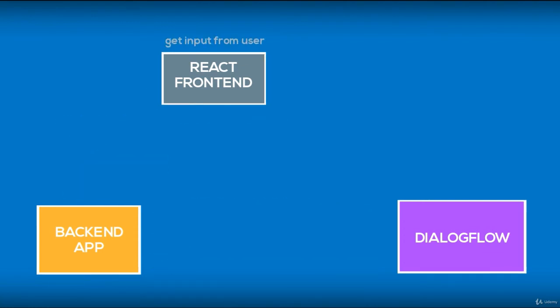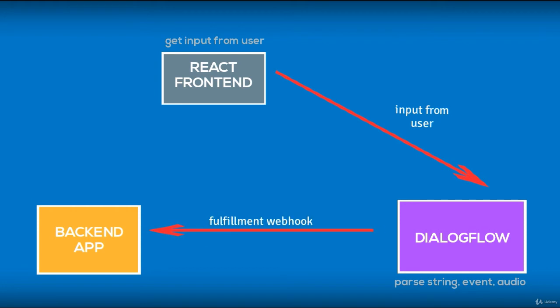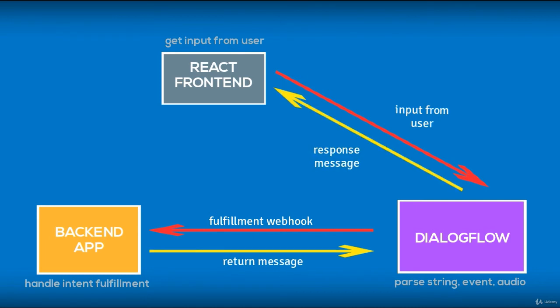That is in this diagram. Here we send the query straight to Dialogflow, and Dialogflow finds the intent and sends a request to the backend app if fulfillment is needed. The backend app then does its thing and returns a response. Then Dialogflow sends the response back to the frontend. Well, it's simple and it's clean, I agree.